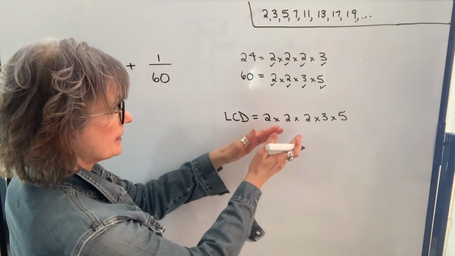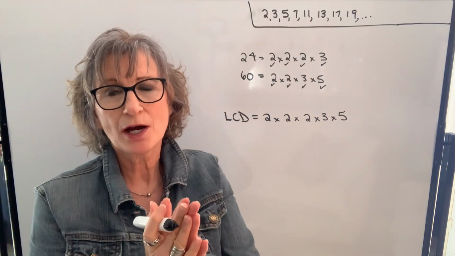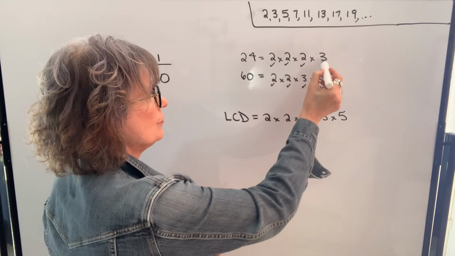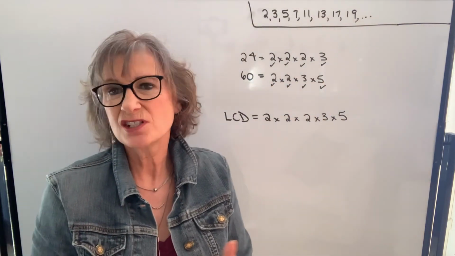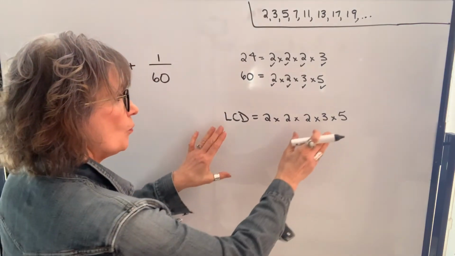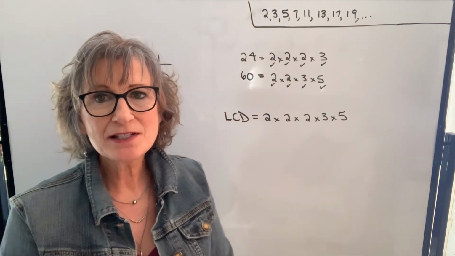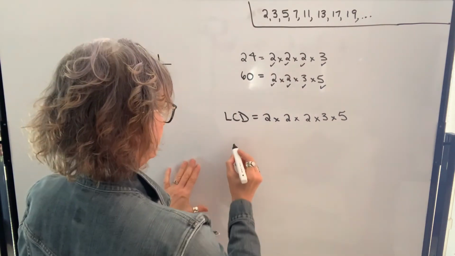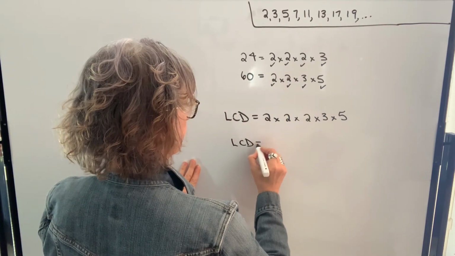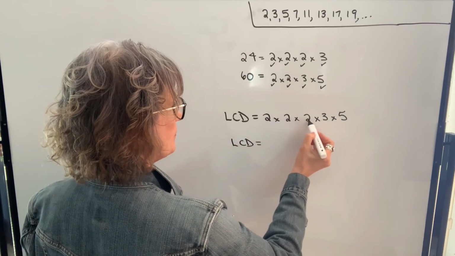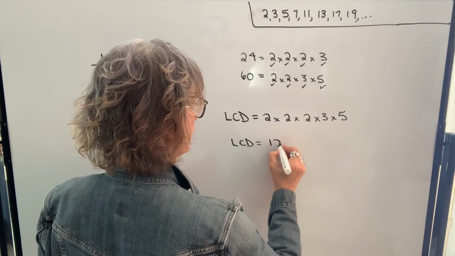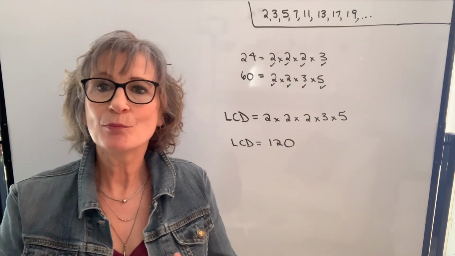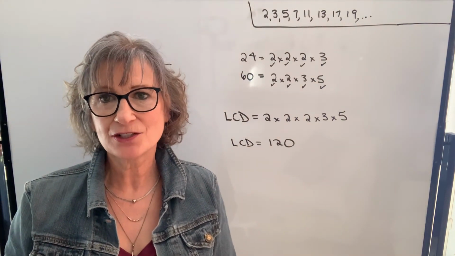So what I've done is I've taken a product of all of those prime factors without repeating any. So I didn't need to repeat the 2 or this 2 or the 3. You just need them once. What you're left with will be the lowest number that both 24 and 60 divide into evenly. When I take 2 times 2 times 2 times 3 times 5, I get 120. There's no number smaller that both 60 and 24 divide into evenly.